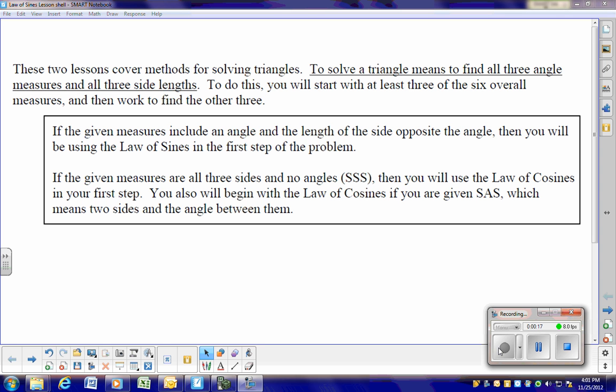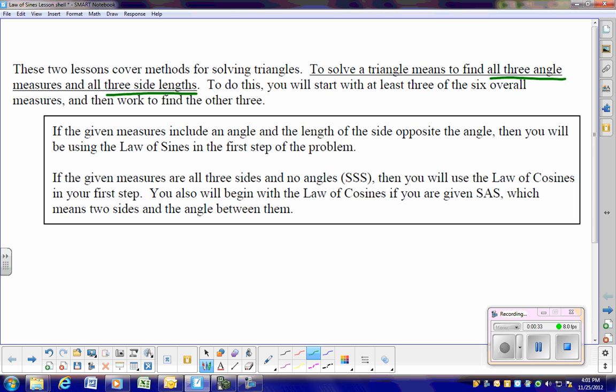These are two different formulas, I guess you could look at them as formulas. These two formulas help you to solve triangles. And as I wrote in your packet, solving triangles boils down to finding all three angles and all three sides of a given triangle. Sometimes you won't have to find all of them. Sometimes you'll just have to find a specific one.